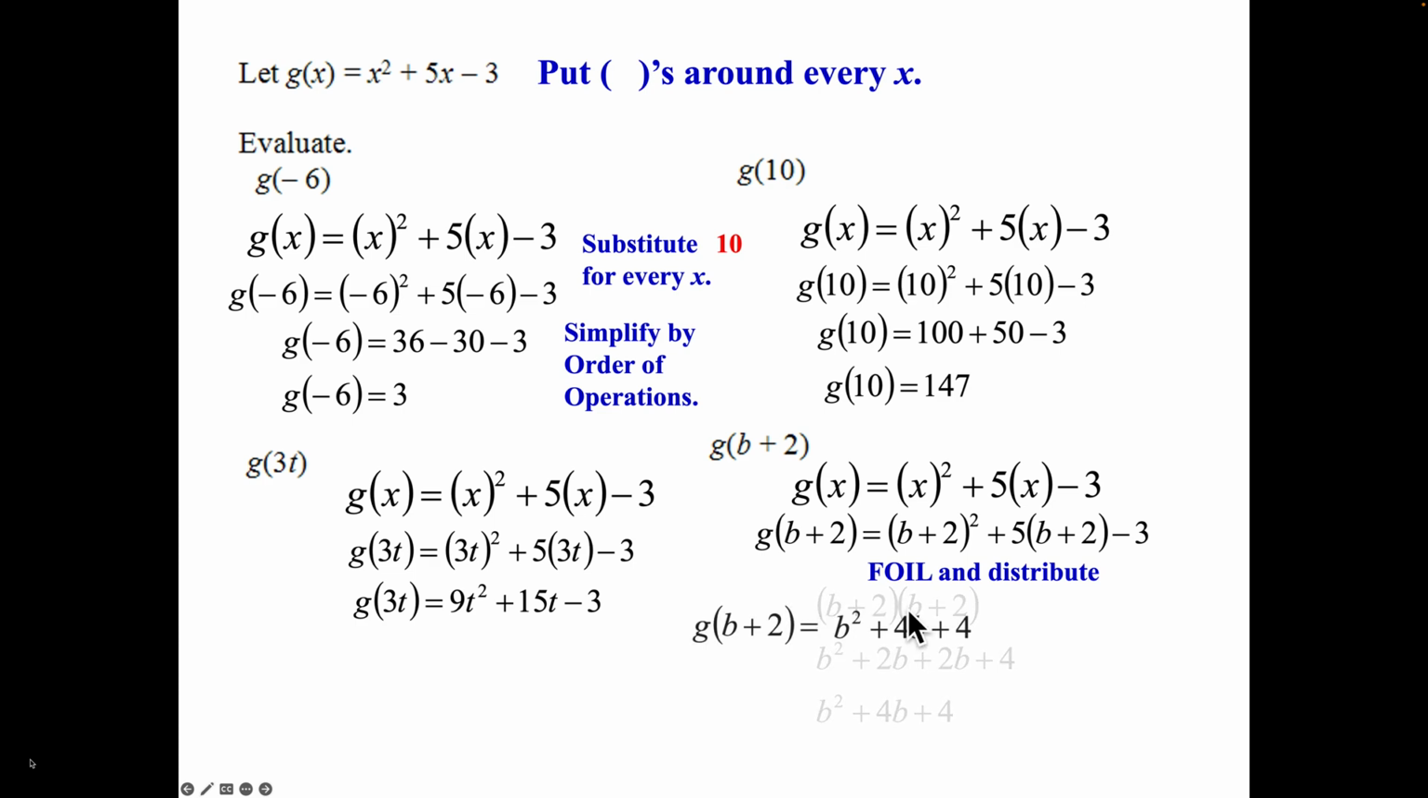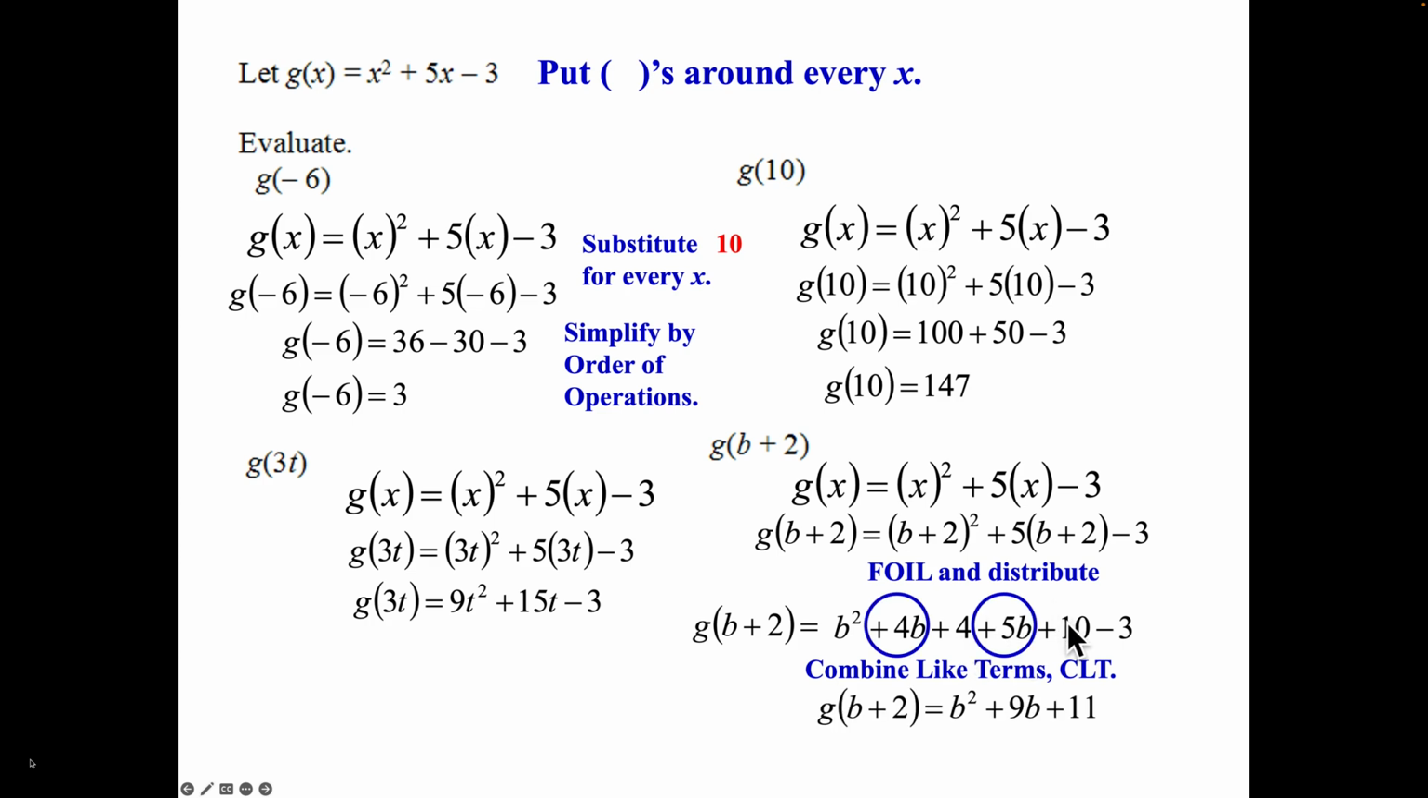All right, there was my FOIL work. Here's where I'm at. Distribute the 5, 5b plus 10 minus 3. Now here we have some like terms we can combine. Only 1b squared, but 4b plus 5b, that's a 9b. 4 plus 10 is going to be 14, minus 3, which gives me the 11.